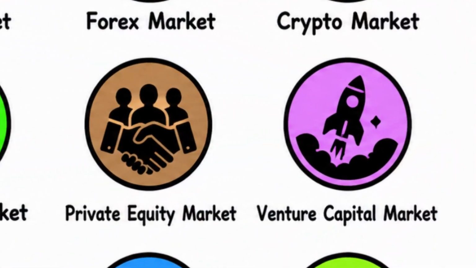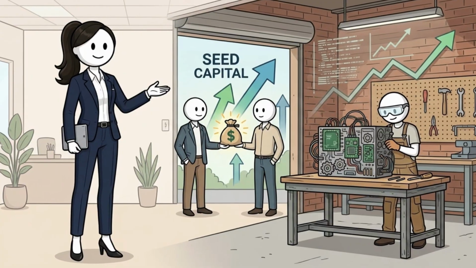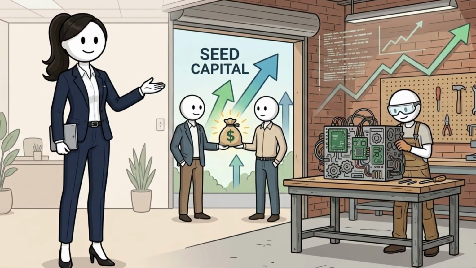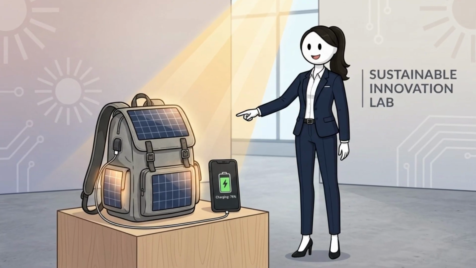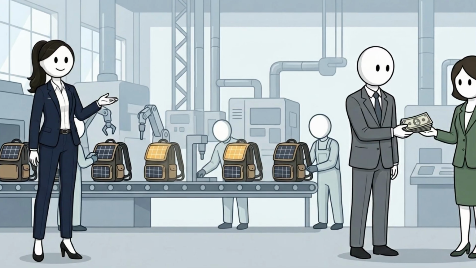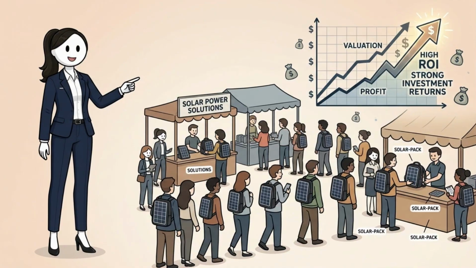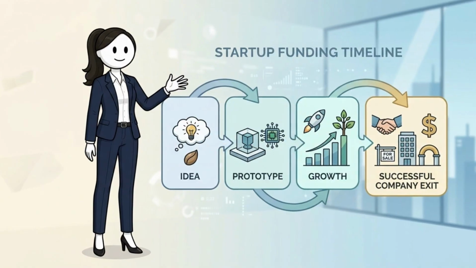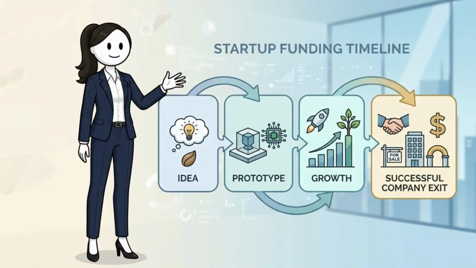The venture capital market. The venture capital market is where investors give money to brand new businesses with big ideas. For example, your friend invents a backpack that charges phones with sunlight. You give her money to build the first backpacks. If everyone wants one later, your investment grows a lot. And that's what venture capital market is and how it works.